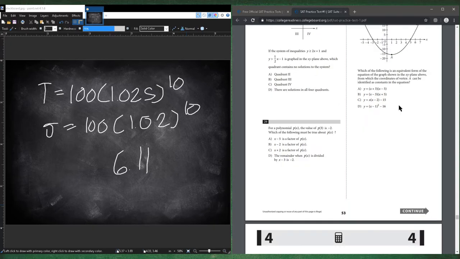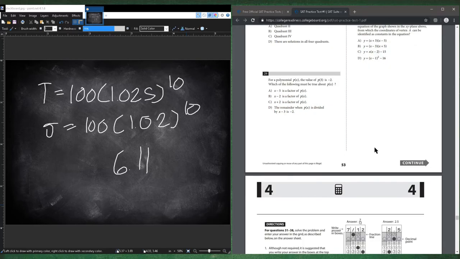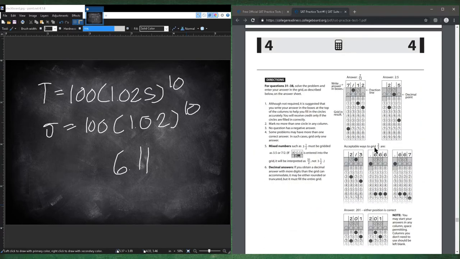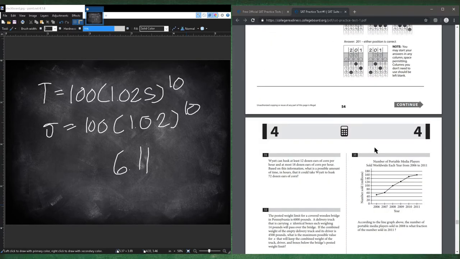D is the vertex form. A and B will be considered the intercept form when you're trying to solve for the zeros. The SAT will probably test on those though. So those are the two forms. It's not really that hard either.